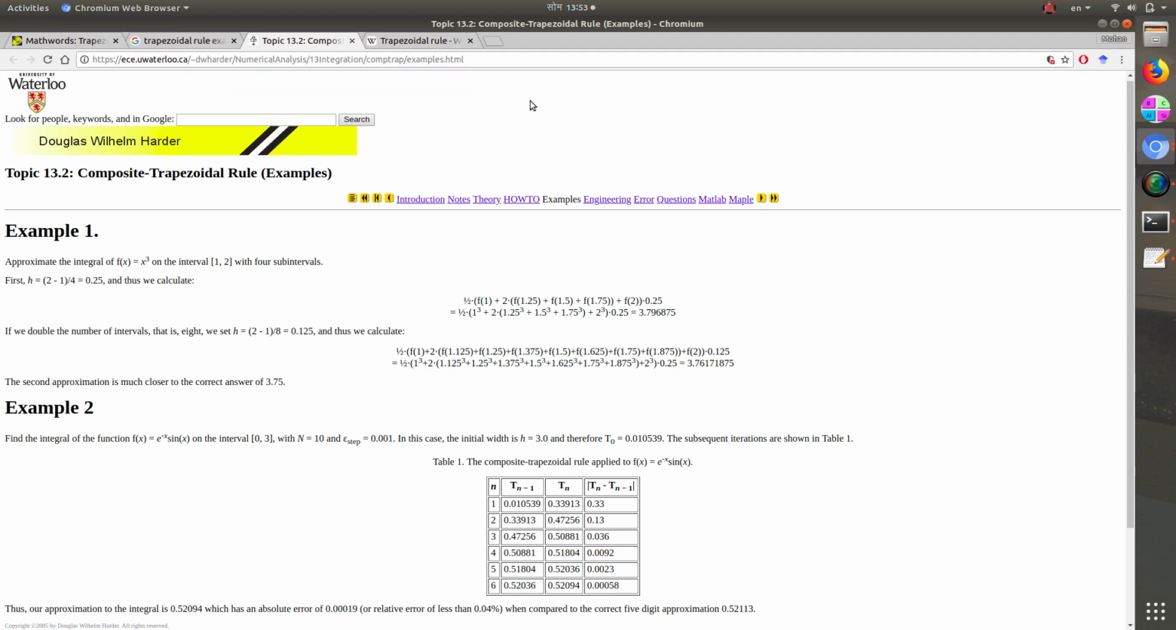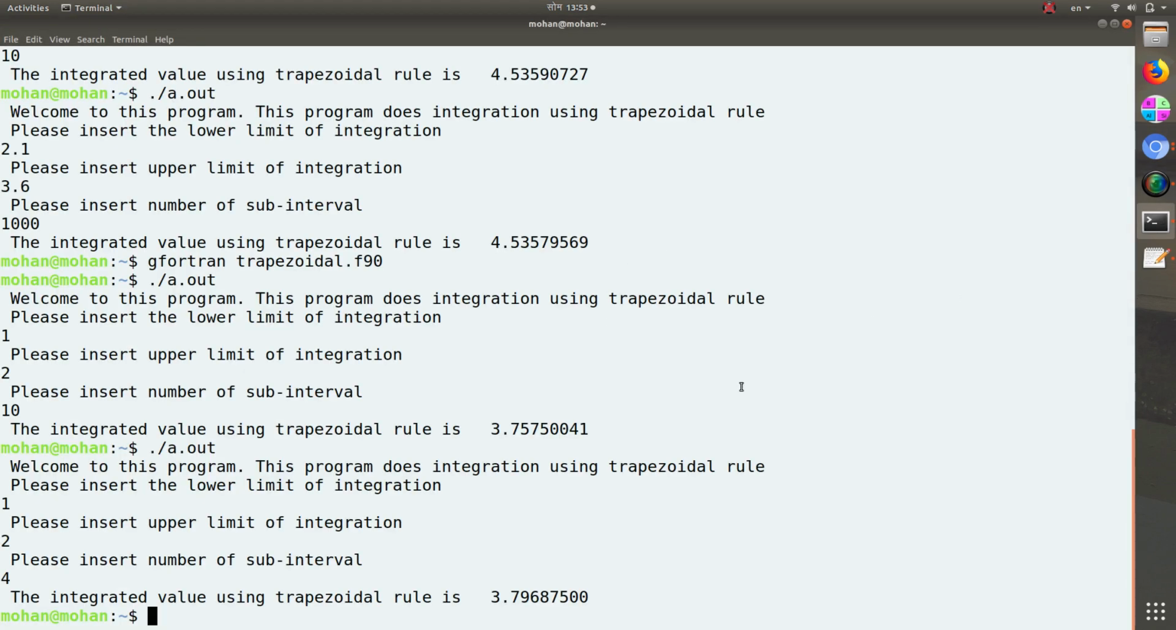And finally I would like to say that each method is not free from errors, so this method also contains some sort of errors. I would like to explain those errors in my next upcoming video.